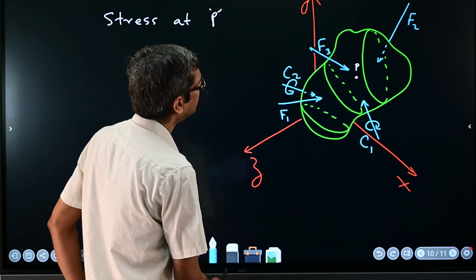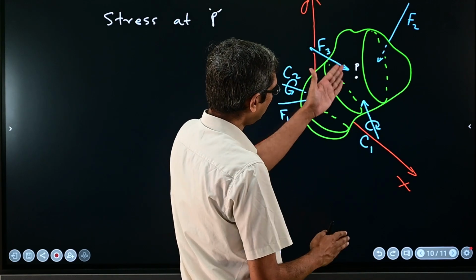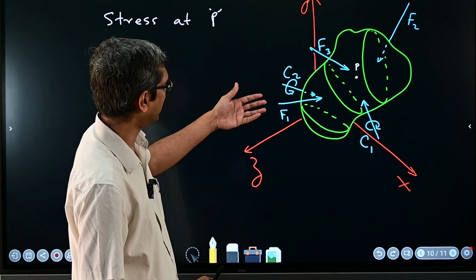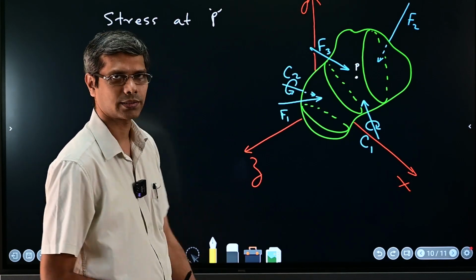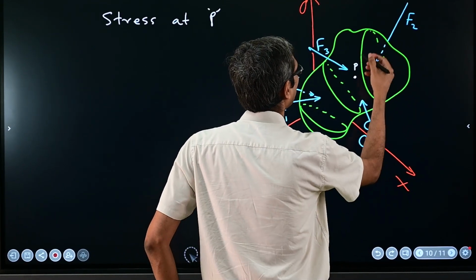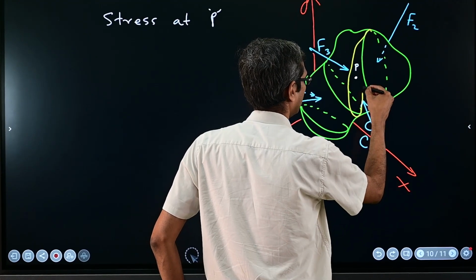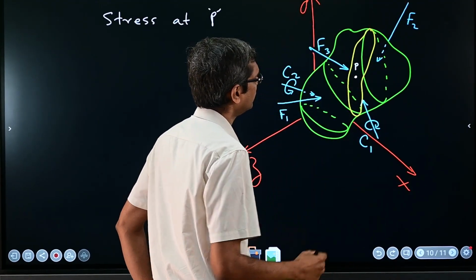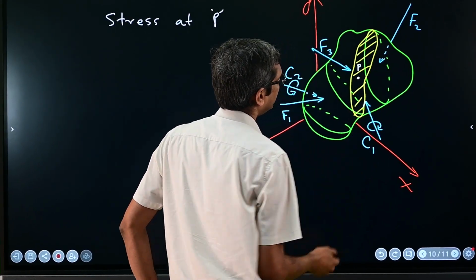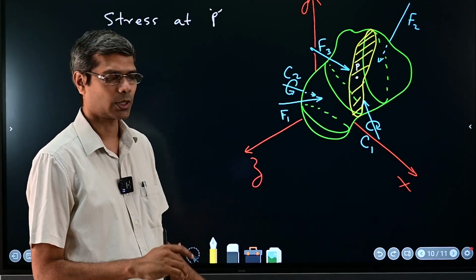For that, what is generally done is we take, maybe in yellow color, through that point P, a plane perpendicular to the X axis. Through P, let's cut this body by a plane, something like that. This plane is parallel to the YZ plane, and we have cut the body into two halves now.